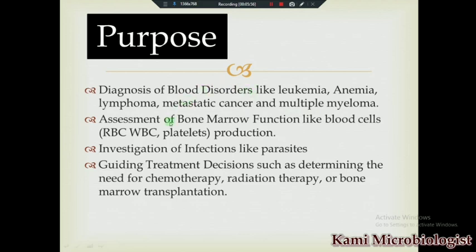Next, it is also recommended to see the bone marrow function, as we know that the bone marrow function is the production of the blood cells. So if there is low or high blood cell production, it means that the bone marrow is not functioning well. We will see the bone marrow function through this bone marrow aspiration. It is also done to check for parasitic infection inside the bone marrow, and due to parasitic infection there will also be some disturbance in the blood cells.